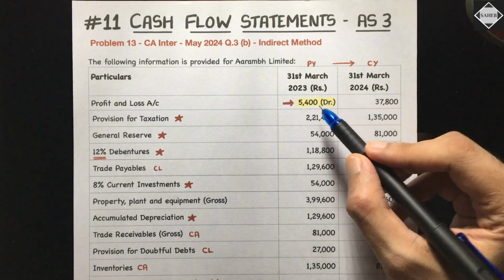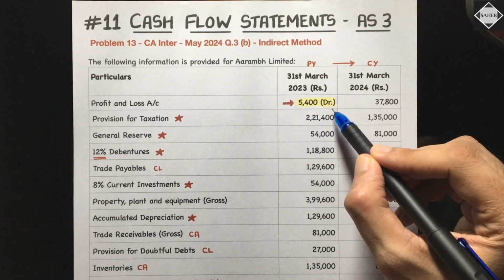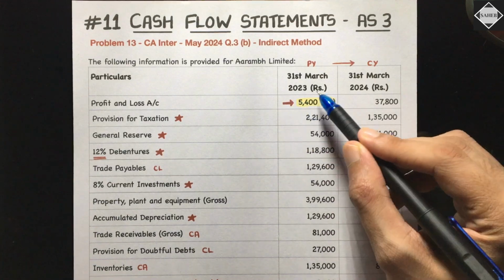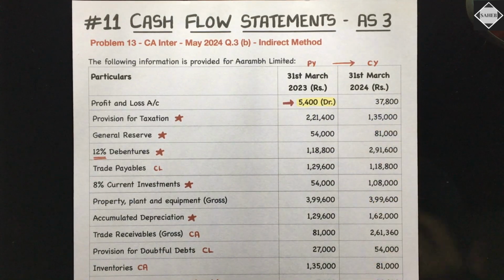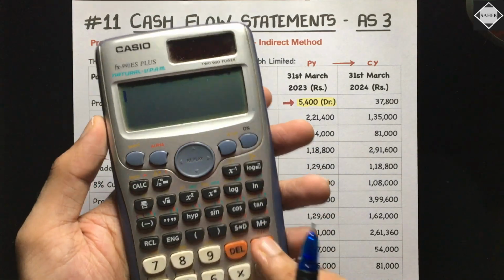So here what do we have? See, 5,400 debit balance they have said, which means it's a loss, and 37,800 profit. So this is a tricky part for everyone. But now it's really simple. What we are going to do is just closing minus opening. The same formula we are going to apply.